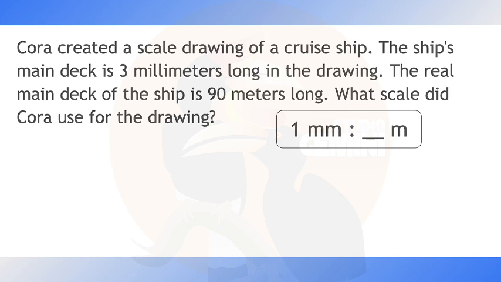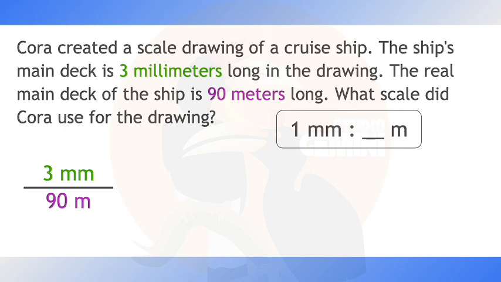Let's find it. Remember, scale relates the measurement of our drawing to the actual measurement. So let's find those numbers from the problem. 3 millimeters is the drawing length. So let's write 3 millimeters as our drawing length in the ratio. And 90 meters is the actual length. So let's write 90 meters as the actual value in the ratio. 3 millimeters to 90 meters is the scale we put together.